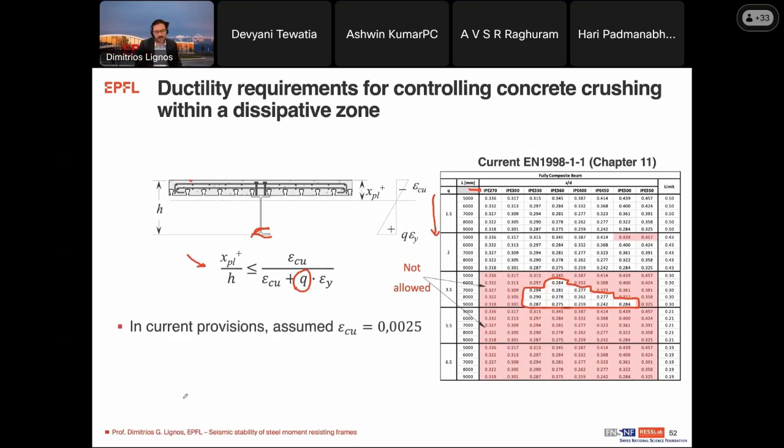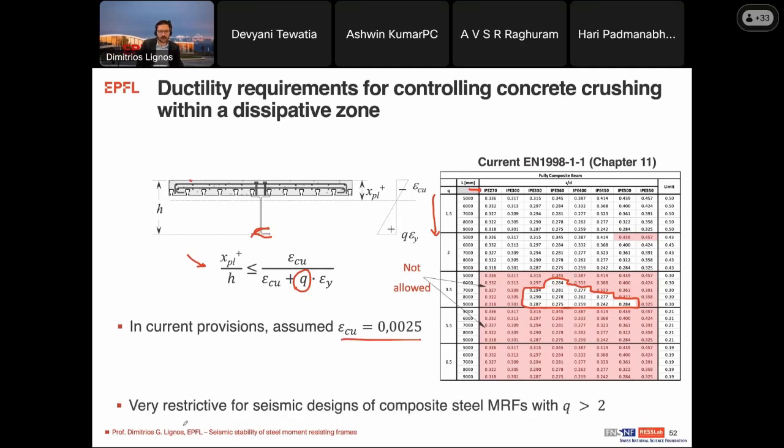This happens for a few reasons, because in current provisions, these rules have been formulated by assuming that concrete crushing happens by neglecting the fact that there is reinforcement in the slab. So 2.5 mil in terms of concrete crushing strain. And of course, this is very restrictive for seismic designs of composite steel MRFs if you want to use a q factor that is larger than 2, which is in fact common to use, at least in the US.